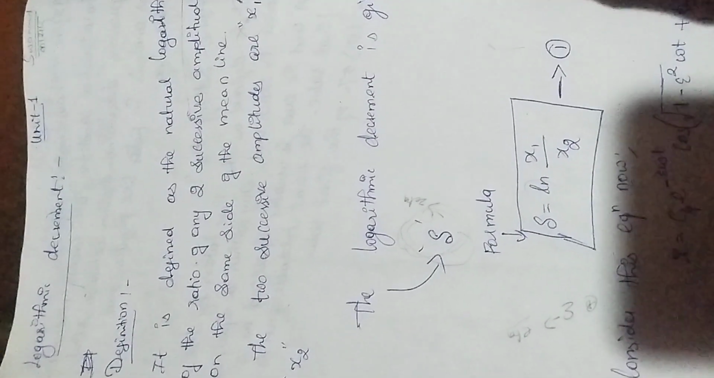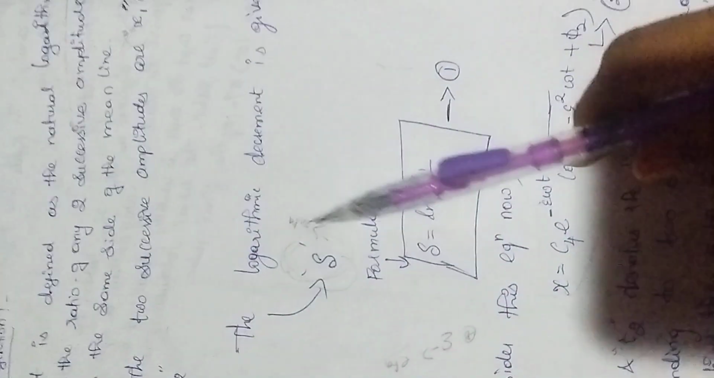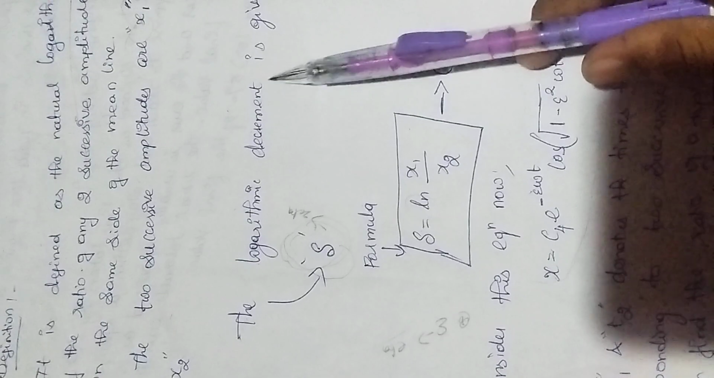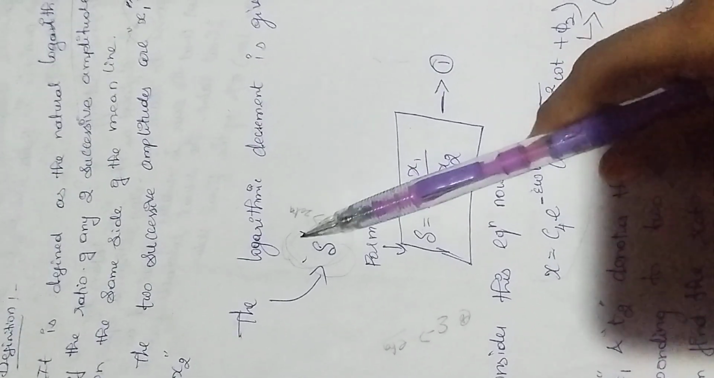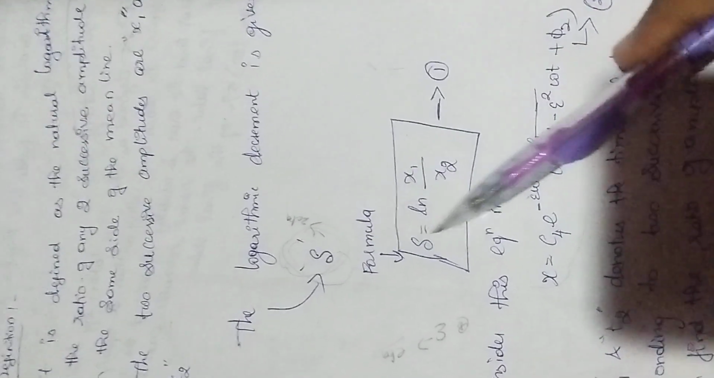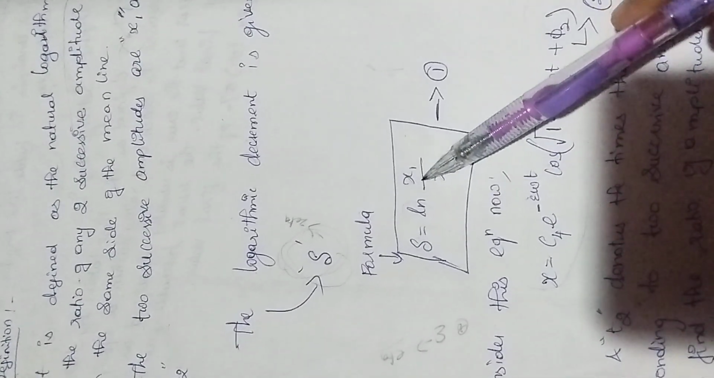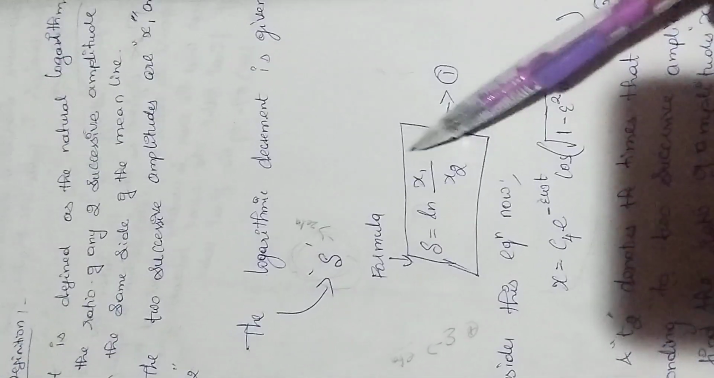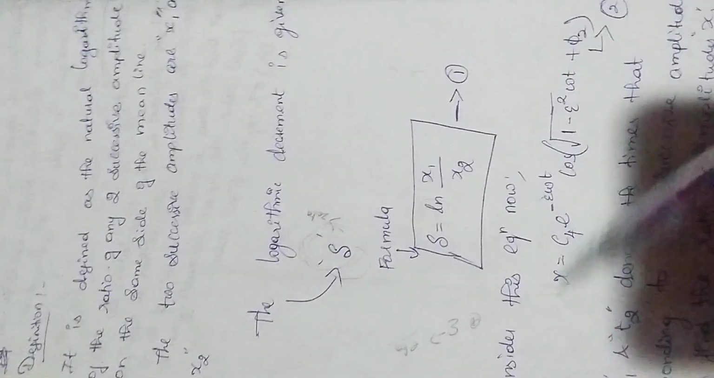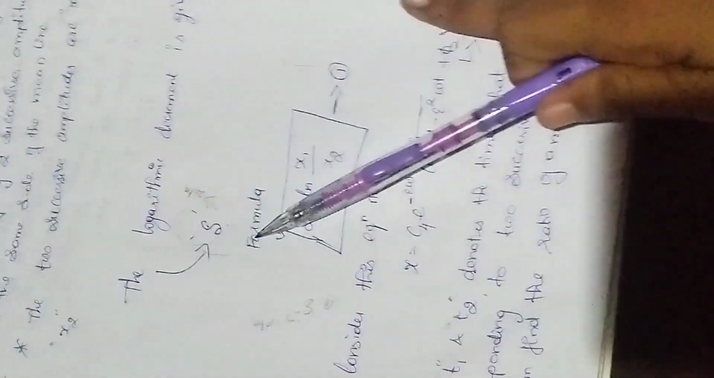Because we want x1 and x2. x1 and x2 are the two successive amplitudes. We want that. And the logarithmic decrement term is referred to as zeta. The general formula is zeta is equal to the natural logarithm of x1 over x2. Here x1 and x2 are the two successive amplitudes, and we'll keep this as equation 1.